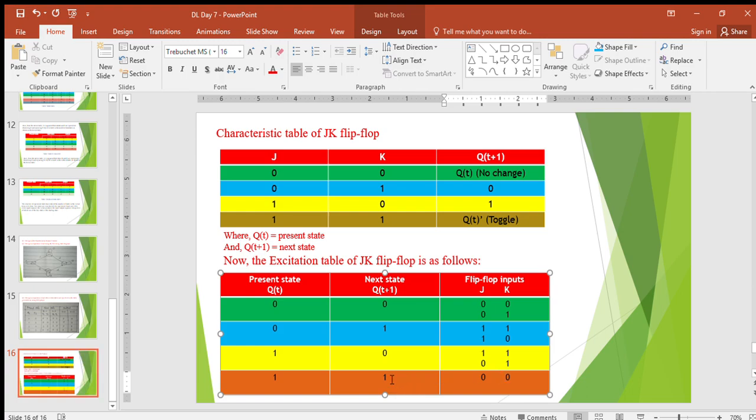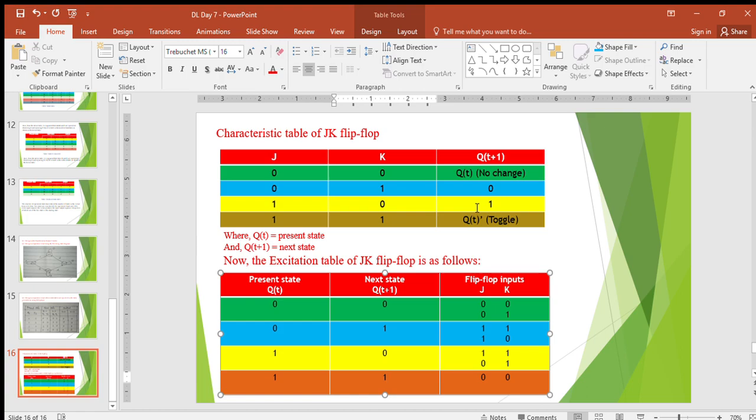Okay, now in the next scenario, just look at the next state. The next state is 1. Look at here, in the yellow stripe, Q(t+1) has the value of 1 when the J input of the JK flip-flop has the value of 1 and the K input of the JK flip-flop has the value of 0.